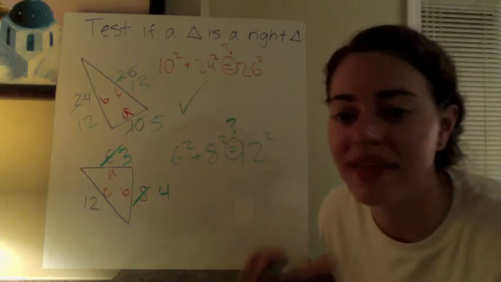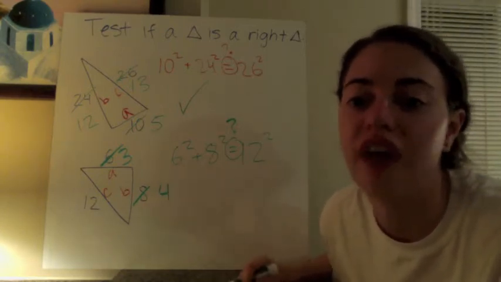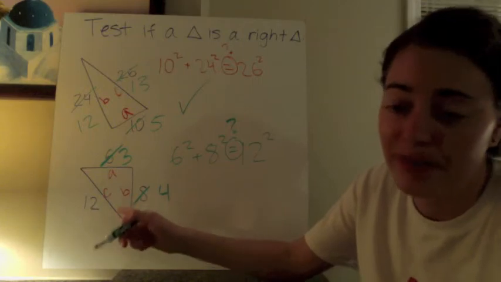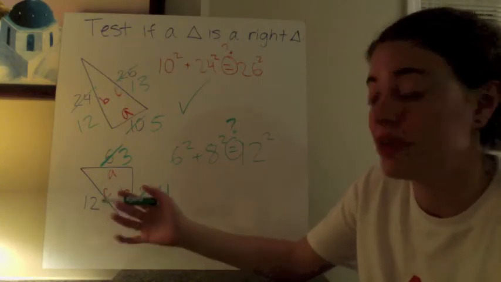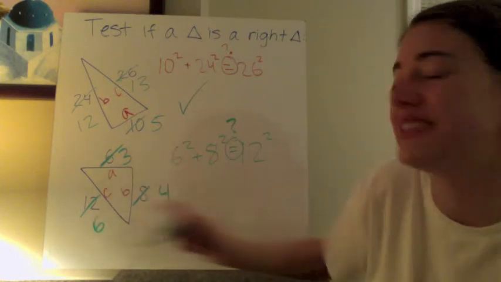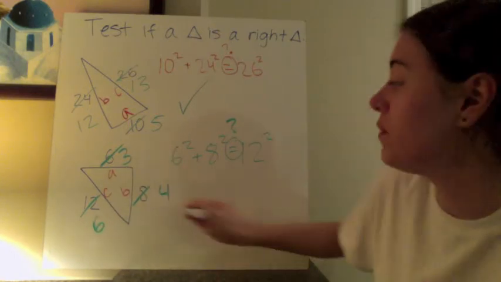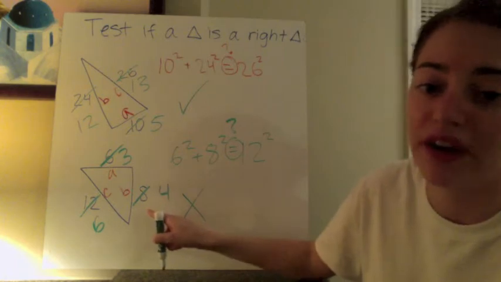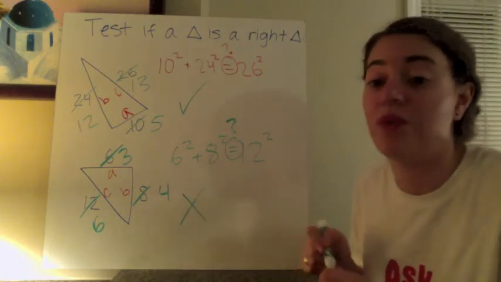Now, I know the Pythagorean triple is 3, 4, 5. So if this number, when I divide it by 2, is not 5, it's not going to be a triple. And of course, 12 divided by 2 is 6. 3, 4, 6 is not a Pythagorean triple. This is not a right triangle. So that's one way that you can test that.